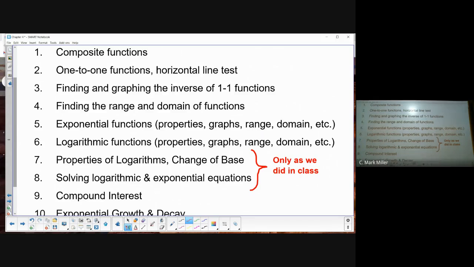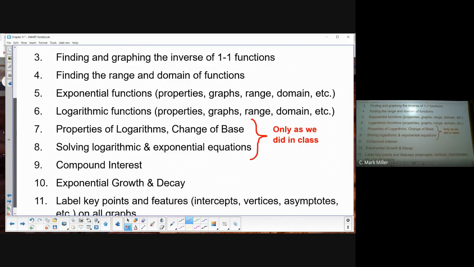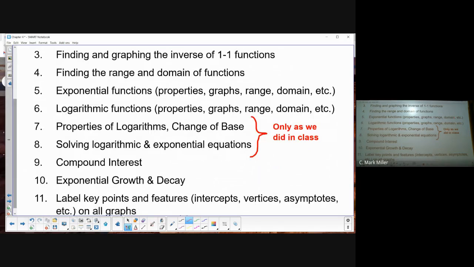Finding the range and domain of functions. We did several of those. Exponential functions, properties, graphs, range, domain, etc. Logarithmic functions, properties, graphs, range, domain, etc. Way too much for you to cram in a night. Way too much.